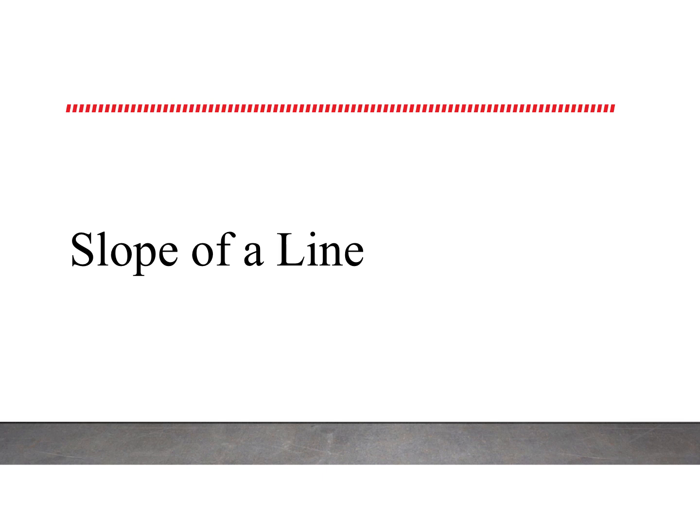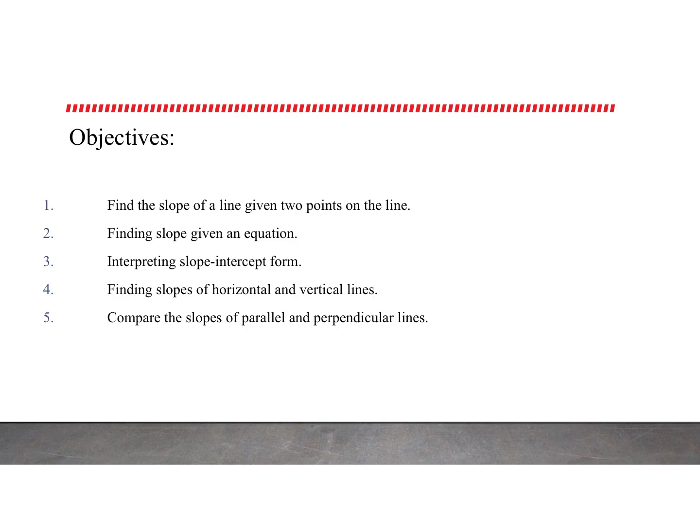Slope of a line. In this section, we have 5 objectives. We want to find the slope of a line given 2 points on the line. We want to find the slope given an equation. We want to be able to interpret slope-intercept form from a scenario. And then we're going to practice finding our slopes with our special cases of horizontal and vertical lines. And then last, compare the slopes of parallel and perpendicular lines.